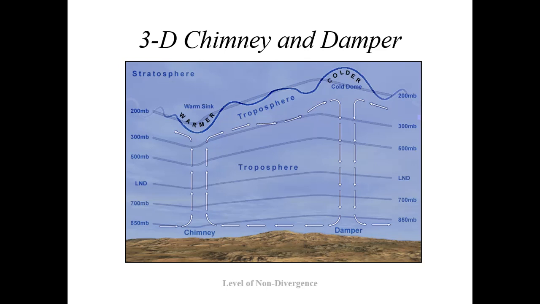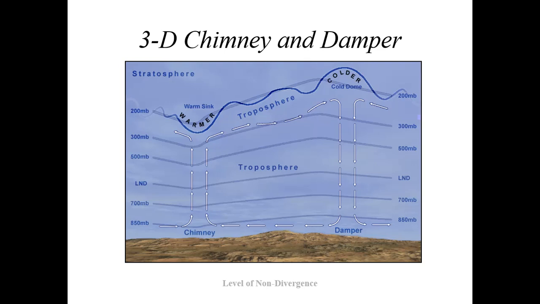Notice the level of non-divergence is a little bit higher in the case of the damper effect, where the air is sinking, because the air is warming as it sinks. And you get what's known as a colder cold dome, colder air. You get this mass or upper level convergence in the damper effect. You get this air that bulges up higher, and you get colder air from the troposphere, which shoots into the lower stratosphere in this case. You can also see how the height of the troposphere varies based on whether you have sinking air or rising air, chimney versus the damper effect. So this is a great diagram that really breaks it down.